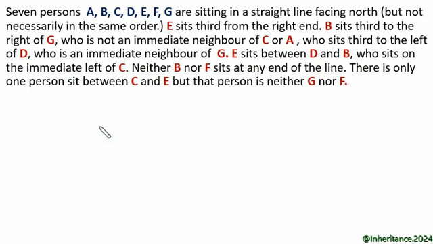See, there are 7 persons, so there can't be more than 7. So when you place someone, you need to remember that there are only 7 persons in the row or in the straight line. So let's start. How can we start? E sits third from the right end. Okay, so we will take two cases. This is case 1 and this is case 2.